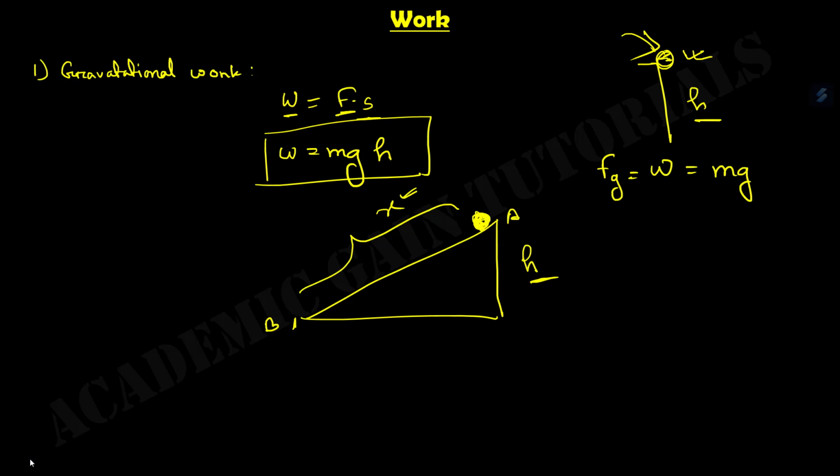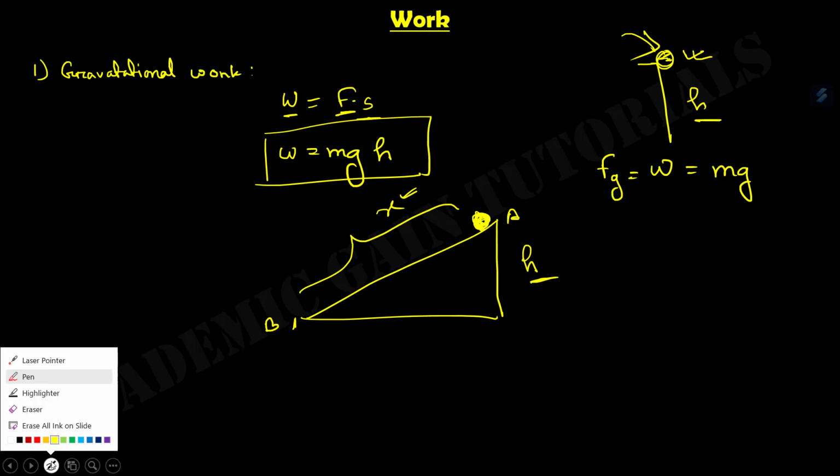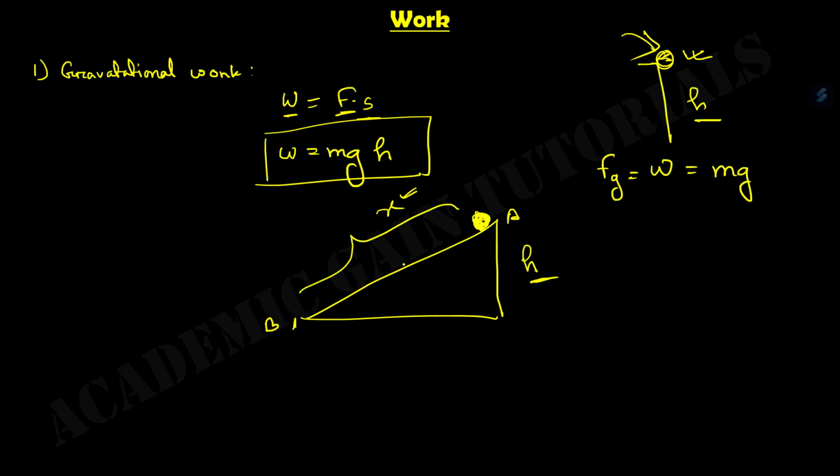Now suppose the body is moving from point A to point D, and suppose we take this distance AD as s. Now we have to consider what will be the work done for this object coming from point A to point D. Suppose this is an angle alpha, between the inclined path and the horizontal line. So how can we find the work done?